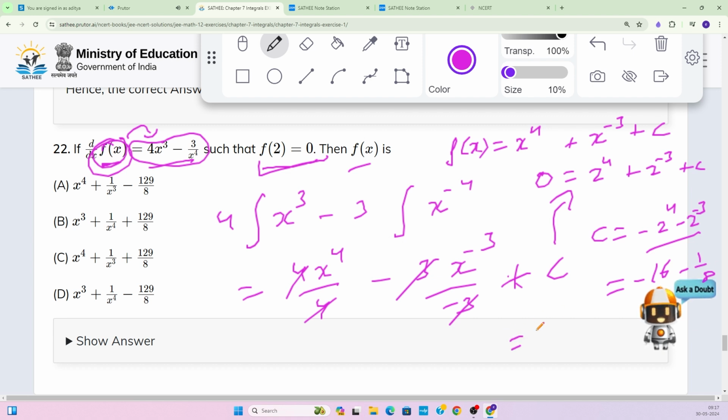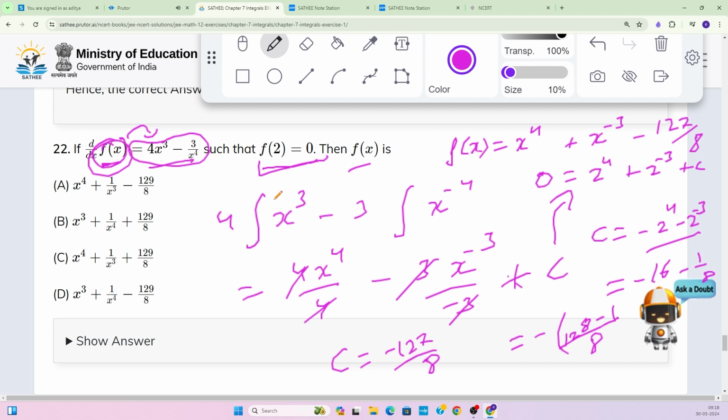Now solve this. What you will have? Minus of, in the denominator you will be having 8 minus 1. 16 times 8 will be what? Okay, 128 minus 1. So your final answer will be, thus the value for C will be what? Minus of 127 divided by 8. So you replace the value. Okay, you can write in place of C as what? Minus 127 by 8. So this will be your final answer, which satisfies everything.